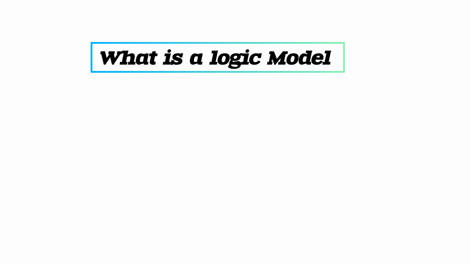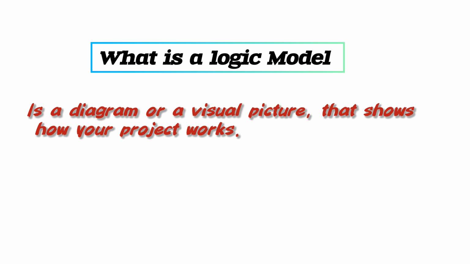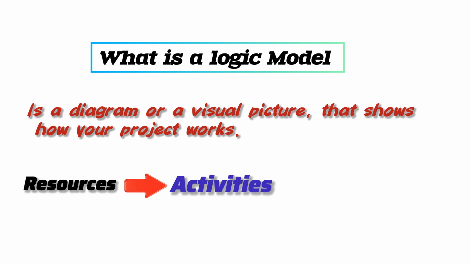What is a logic model? So a logic model is a diagram, a visual picture that shows how your project works. So it connects everything from the resources that you have to the activities you will do and to the results you want to achieve. So think of it like a roadmap. Before you travel somewhere, you look at a map so that you know the route, where you will start, what roads you will take, and where you end up. So a logic model does the same thing. It shows the journey from the start to finish.